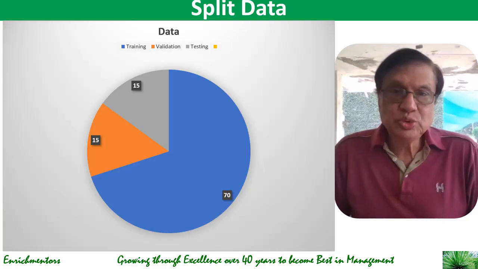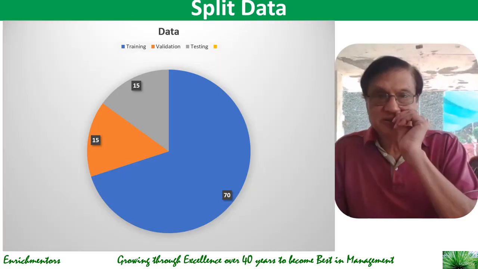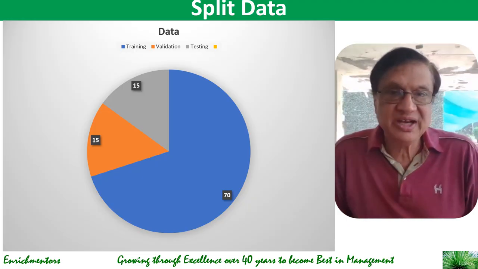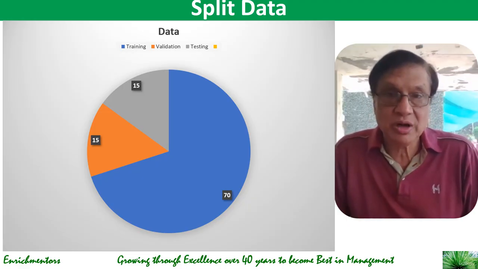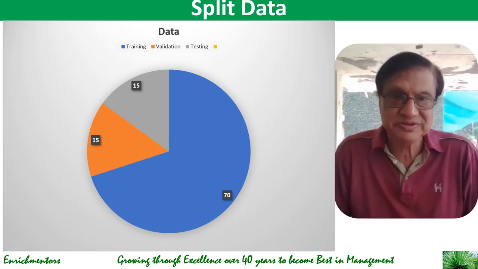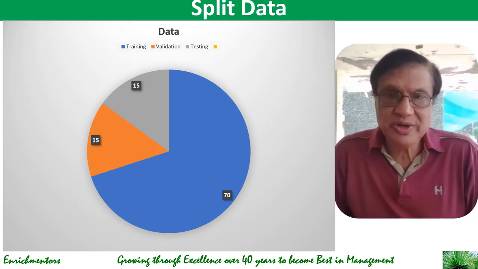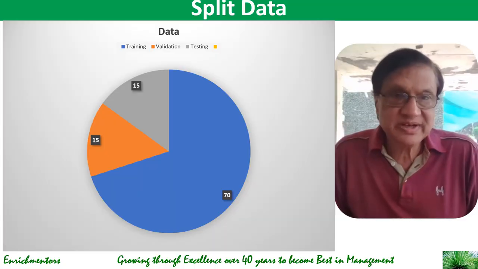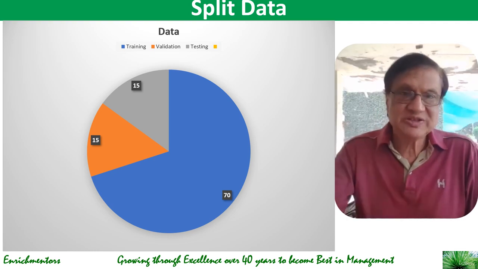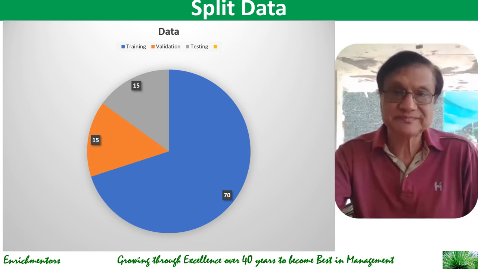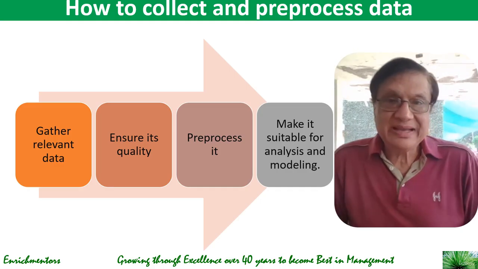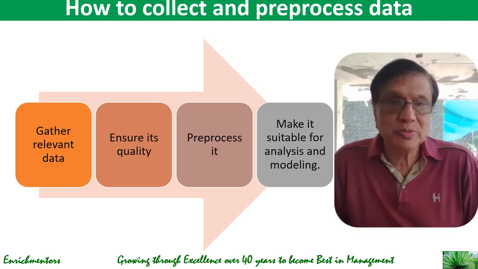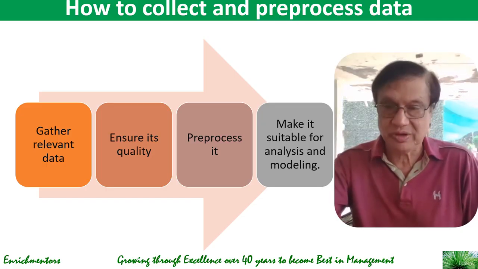The last thing that you do in data collection, analysis, and pre-processing, you split the pre-processed data into training, validation, and testing sets for model training, evaluation, and validation purposes. Typical split ratios are 60 to 80% for training, 10 to 20% for validation, and 10 to 20% for testing. And it depends on the size of the data set and specific requirements of the project. So by following these steps, you can gather relevant data from various sources, ensure its quality and pre-process it to make it suitable for analysis and modeling. And that lays the foundation for your data-driven projects.